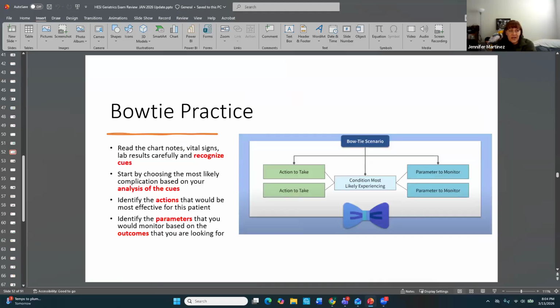Okay, so bow tie practice. With your bow tie questions, you want to read the chart notes, the vital signs, the lab results, and recognize those cues. You want to choose the most likely complications based on your analysis of the cues, and then identify the actions that would be most evident for your patient, and identify the parameters that you would monitor based on the outcomes that you're looking for.